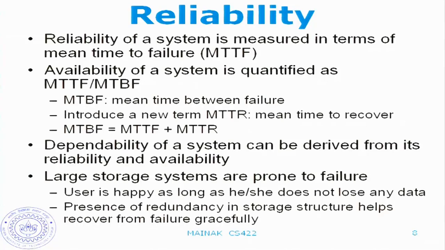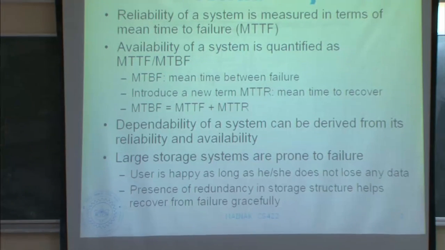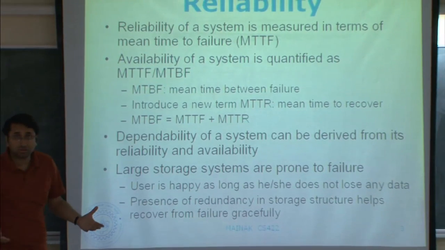So what is reliability? Reliability of a system is measured in terms of mean time to failure. Essentially, how frequently my system fails is the measure of reliability. And availability of a system is quantified as mean time to failure over mean time between failures. And mean time between failures is mean time to failure plus mean time to recovery.